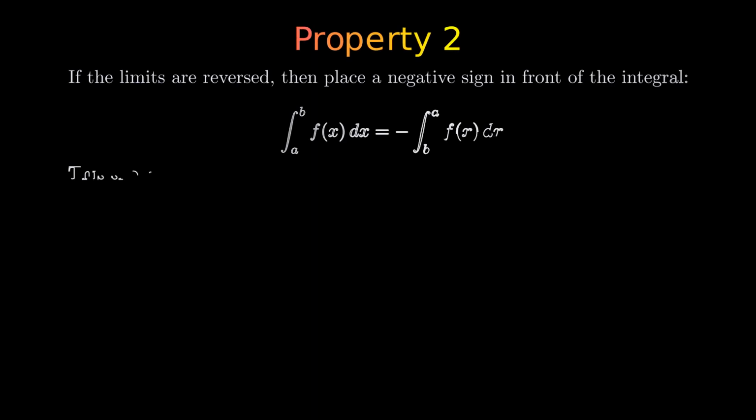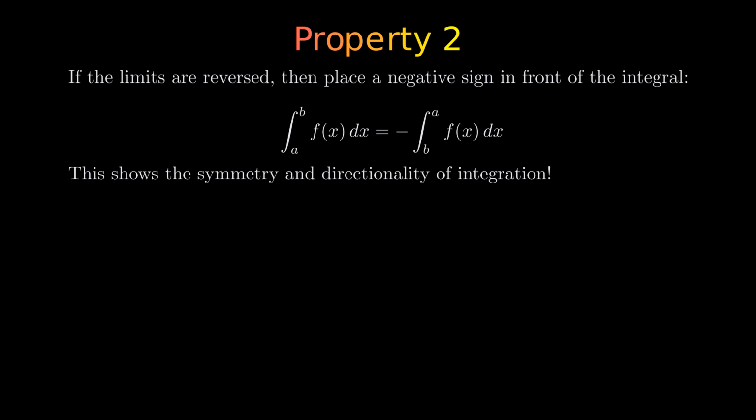If the limits are reversed, then place a negative sign in front of the integral. The integral from a to b of f(x) dx equals negative the integral from b to a of f(x) dx. This shows the symmetry and directionality of integration.